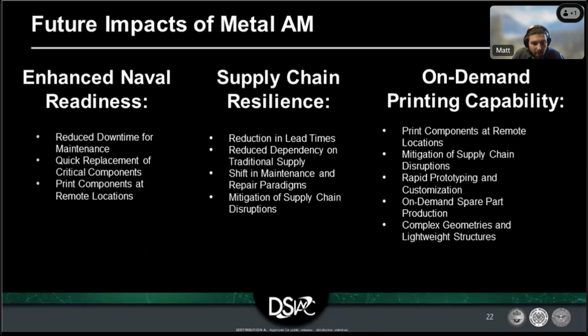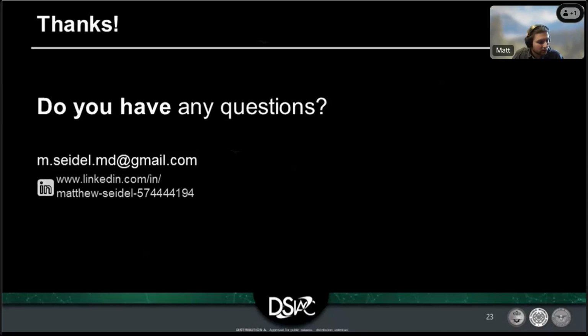And then down here, complex geometries and lightweight structures opens up a whole new avenue for non-traditional manufacturing to optimize geometric shapes. All right, so that kind of concludes everything I was talking about. So yeah, do you have any questions?